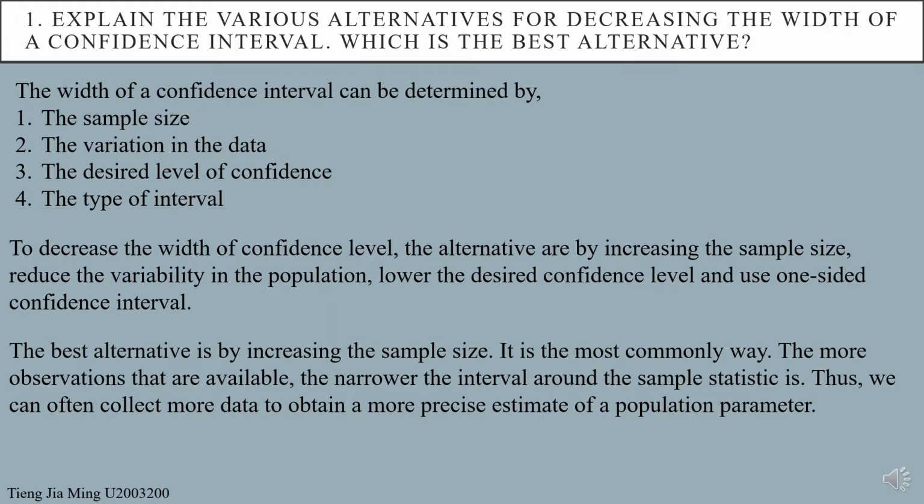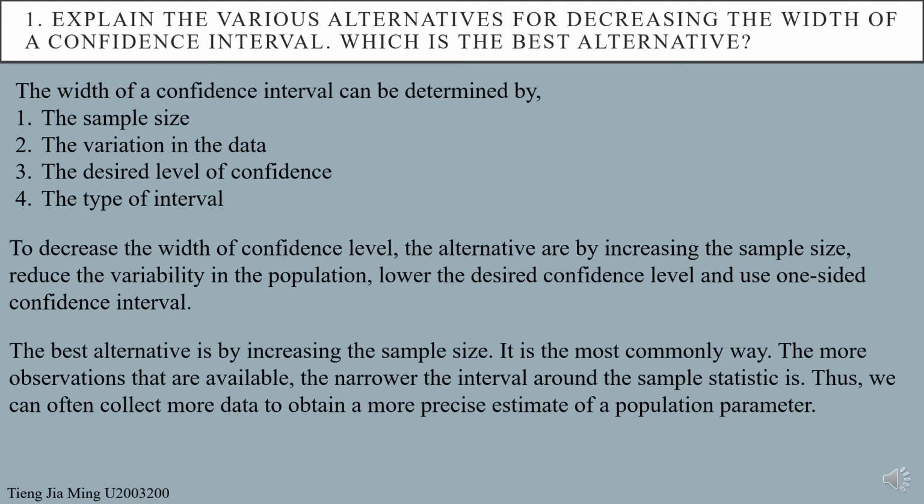Question 1. Explain the various alternatives for decreasing the width of a confidence interval. Which is the best alternative? The width of a confidence interval can be determined by the sample size, variation in the data, desired level of confidence, and the type of interval. To decrease the width of a confidence interval, the alternatives are to increase the sample size, reduce the variability in the population, lower the desired confidence level, and use a one-sided confidence interval.